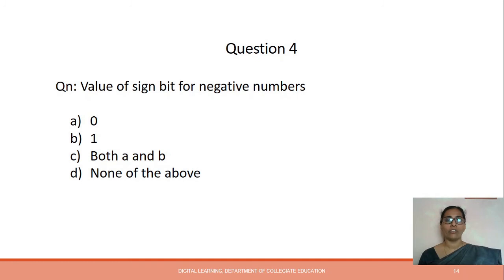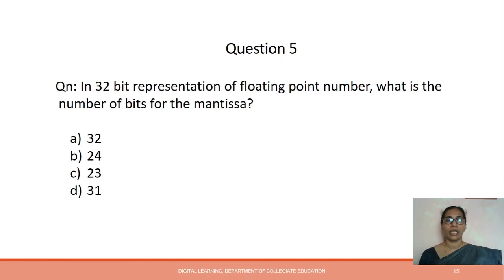Next one, the value of the sign bit for negative numbers: 0, 1, both of the above, or none of the above. The answer is 1. Next one, in the 32-bit representation of a floating point number, what is the number of bits for the mantissa? 32, 24, 23, or 31. The answer is 23.